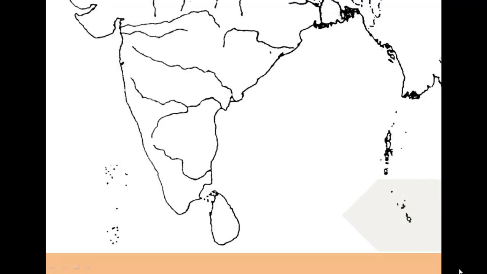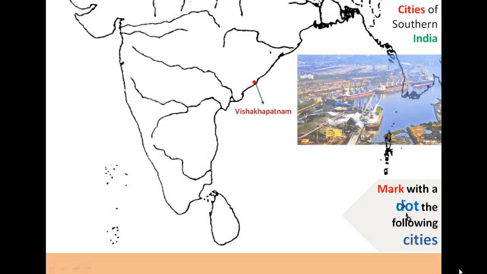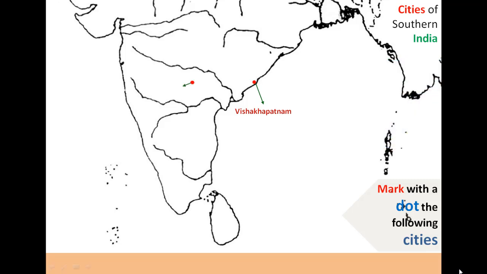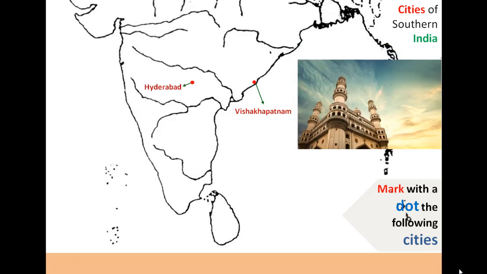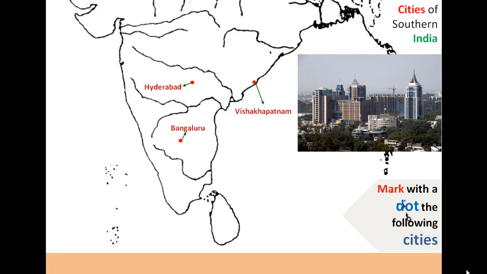Now we will mark with a dot the following cities in southern states of India. Visakhapatnam. Visakhapatnam, locally known as Vizag, is the largest metropolis and a port city in the state of Andhra Pradesh. Hyderabad. Hyderabad city is the capital of the Indian state of Telangana. Also called Cyberabad, it refers to the area of Hyderabad which hosts all the IT companies. Bangalore, also known as Bengaluru in Kannada, is the capital of Indian state of Karnataka. Bangalore is popularly known as the Silicon Valley of India for being a major IT hub of the nation.